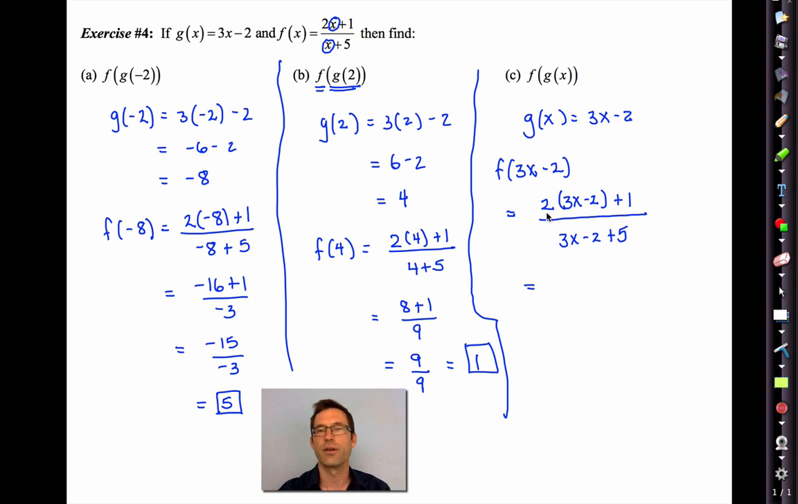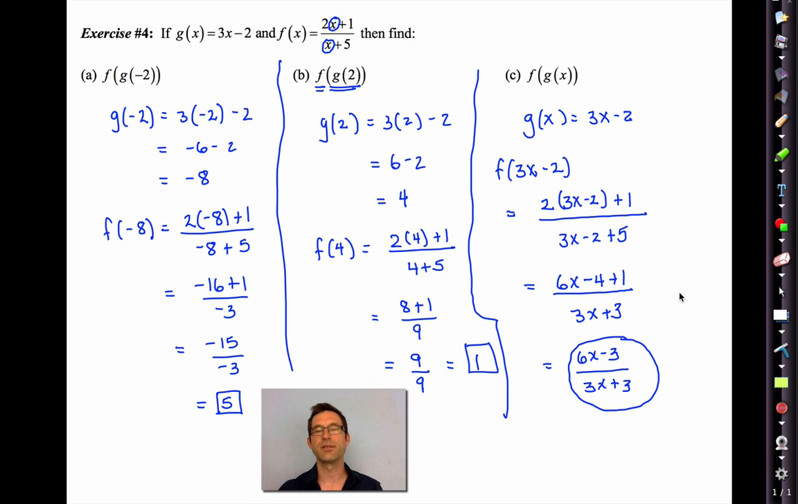Now I have to be careful here. Here I'll have a 6x minus 4 plus 1. And in the denominator, we'll have a 3x plus 3. So I'll get a 6x minus 3 divided by 3x plus 3. Now in later lessons, we'll learn how we can simplify that expression, that algebraic fraction, into more simple terms. But for now, we're going to just leave it that way, okay? Pause the video now. Copy down anything you need to.